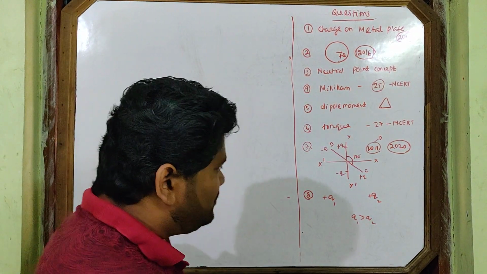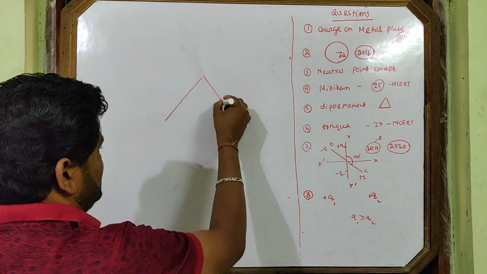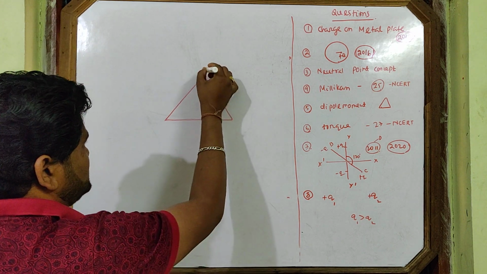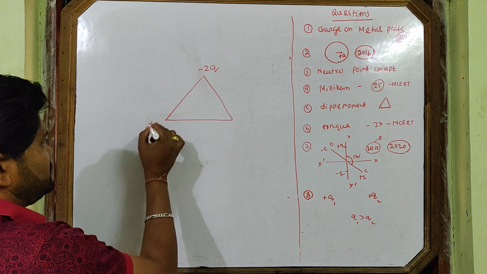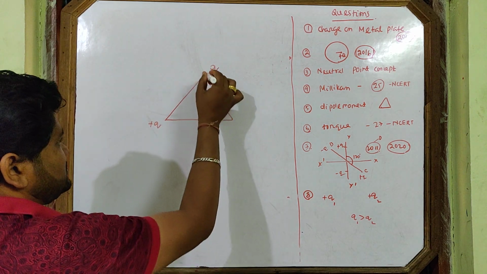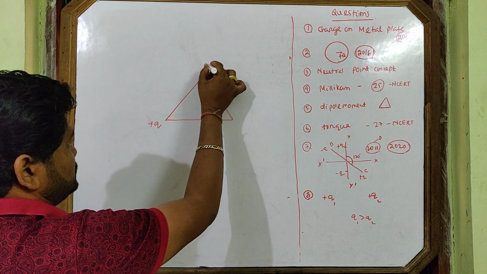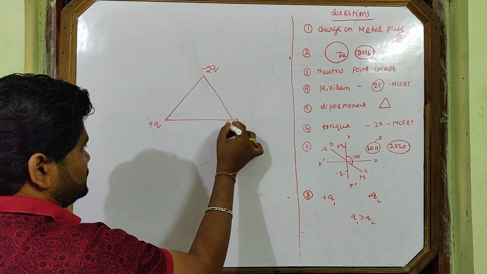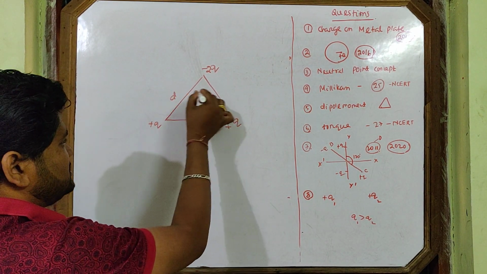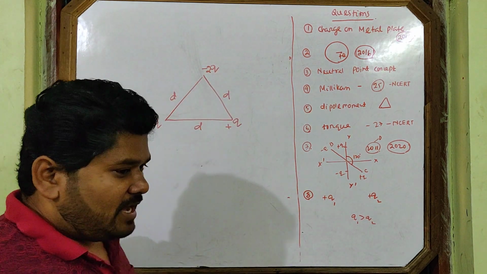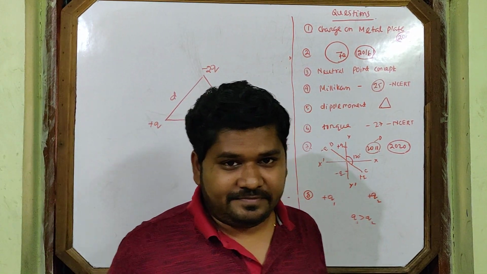Then come to dipole moment. This is one important question. It has never come in previous years. But suppose this is minus 2q, this is plus q, minus q, this is minus 2q, plus q, plus q. Find the dipole moment of the system. This is d, this is d, this is d. How will you find the dipole moment of the system?